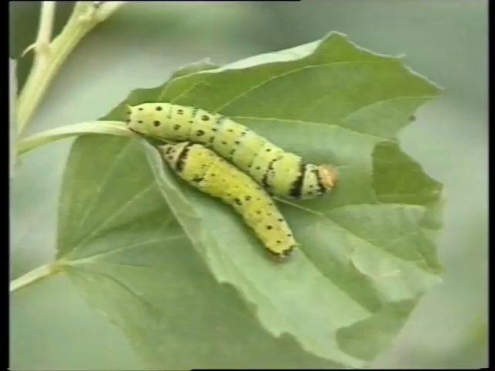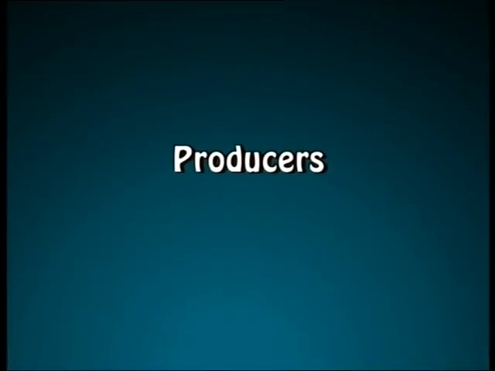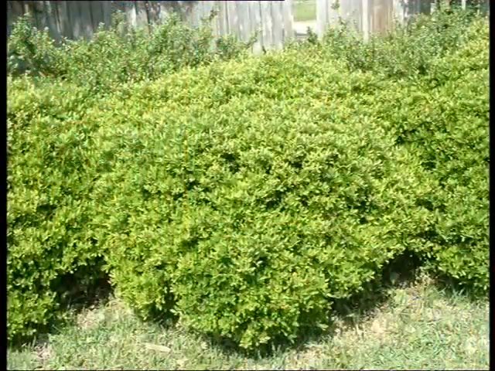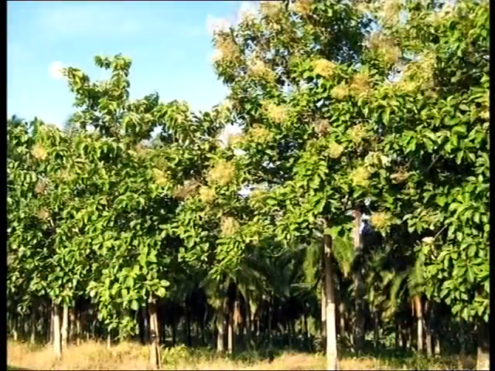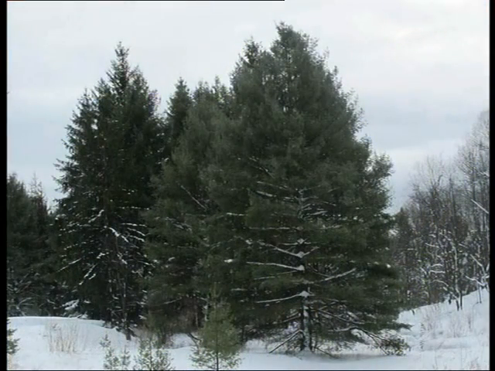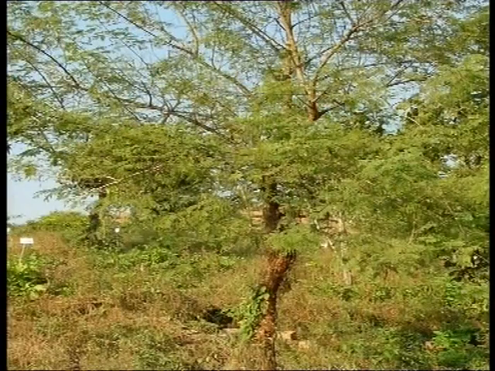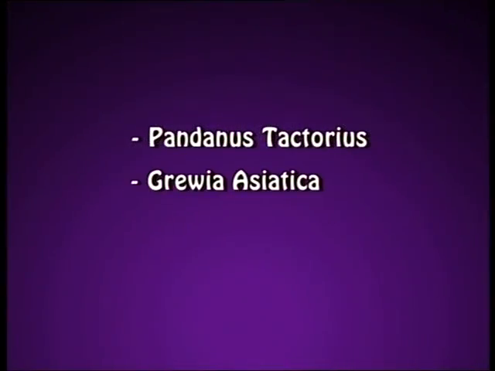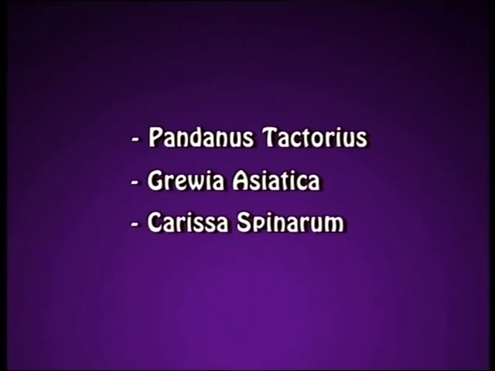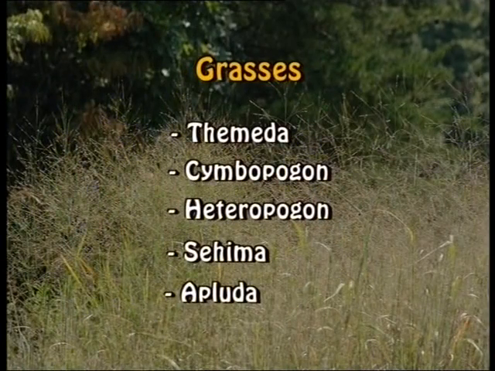Biotic components. The living or biotic components of the forest ecosystem are producers. They include green plants in the form of trees, shrubs, herbs and climbers. Trees like teak and sal belong to flowering plants. Deodar and Canada balsam belong to gymnosperms. The common shrubs are Hibiscus tiliaceus, Acacia catechu, Pandanus tectorius, Grewia asiatica and Carissa spinarum. The common herbs are Crinum asiaticum, Cassia tora, Cassia occidentalis and grasses like Themeda, Cymbopogon, Heteropogon, Sehima and Apluda.